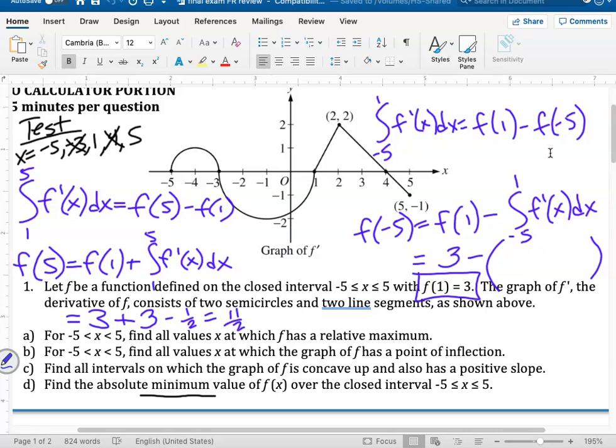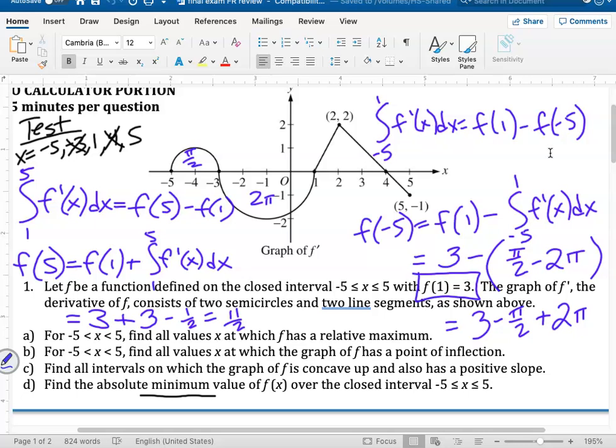So this is a circle, radius of 1, area is pi, except it's half of that, so pi halves. This radius of 2, area is 4 pi, but it's half of that, so it's 2 pi. So we end up with 3 minus whatever this integral is, which is pi halves minus 2 pi. So this ends up giving us 3 minus pi halves plus 2 pi.